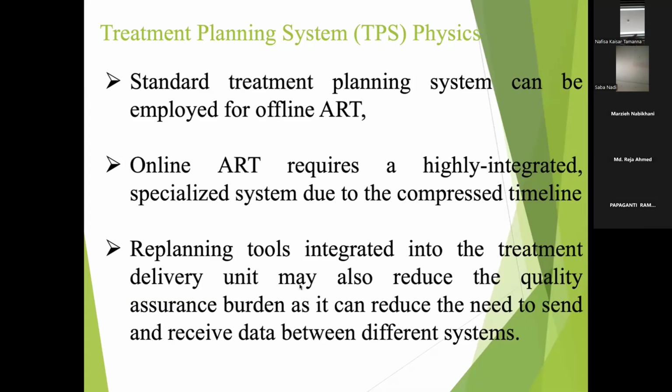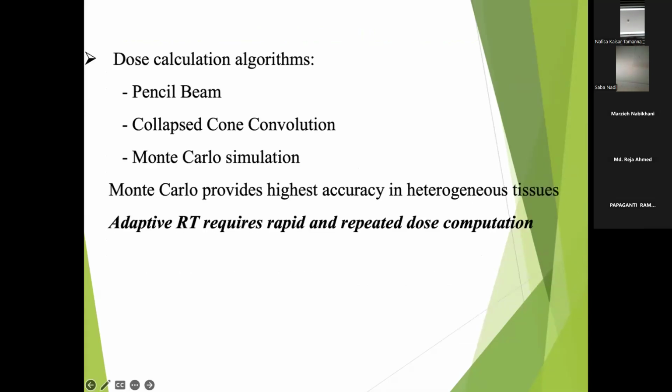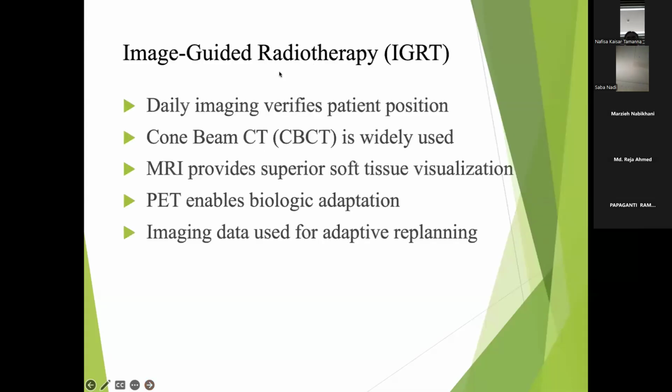data between different systems. So if you talk about the dose calculation algorithms, there are basically three. We know them as pencil beam, collapsed cone, and Monte Carlo. And out of these, Monte Carlo provides the highest accuracy in heterogeneous tissues. Adaptive RT requires rapid and repeated dose computations, so Monte Carlo becomes more important in that case.